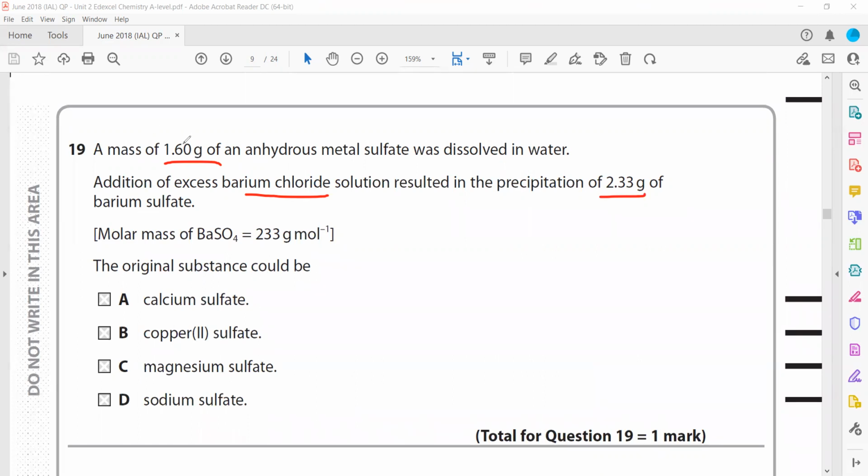This is the original mass: 1.6 grams of anhydrous metal sulfate was dissolved in water. And when we add excess barium chloride, it forms a precipitate of 2.33 grams. So what could be the original substance? We have to work it out according to the change in the masses, for example by writing a balanced equation.